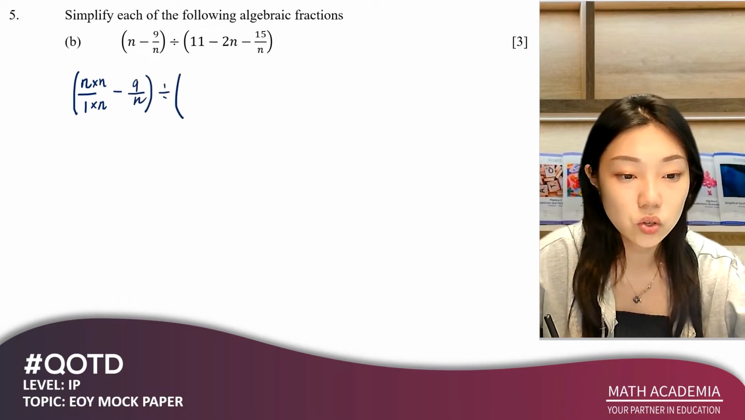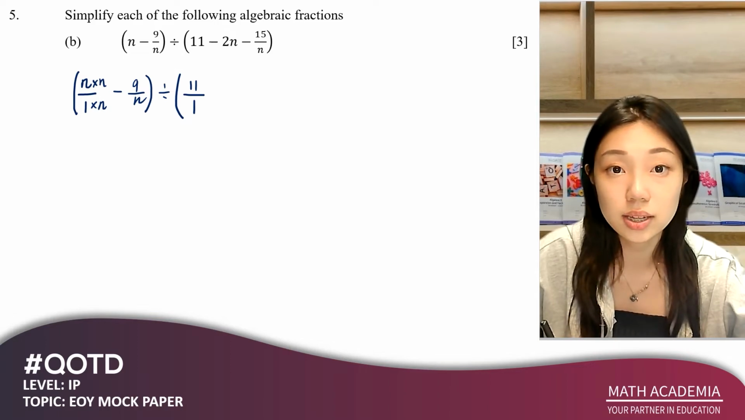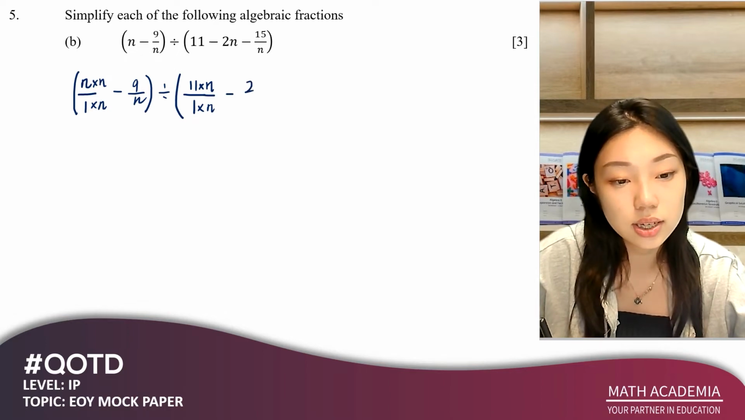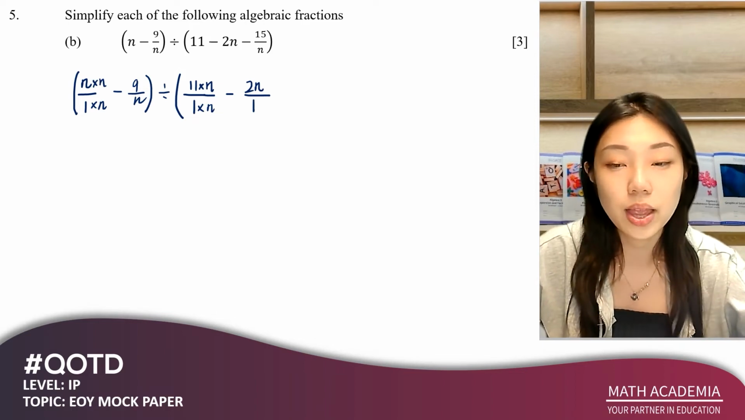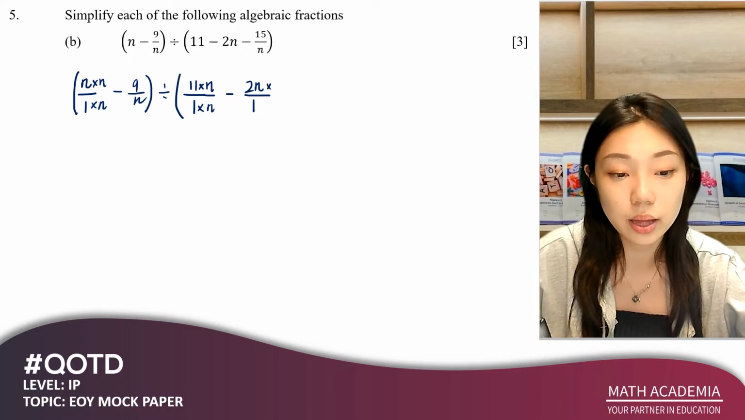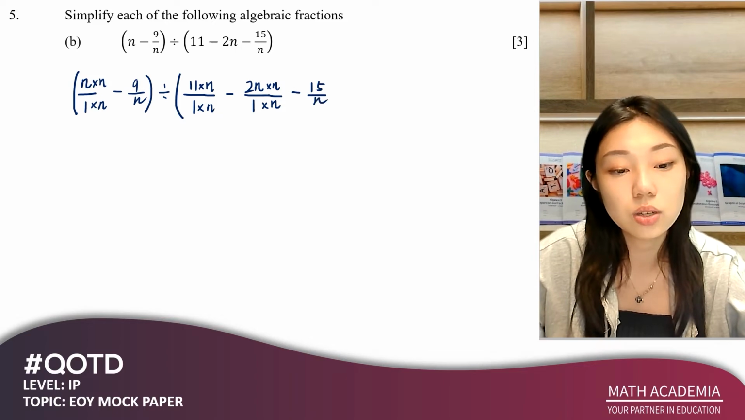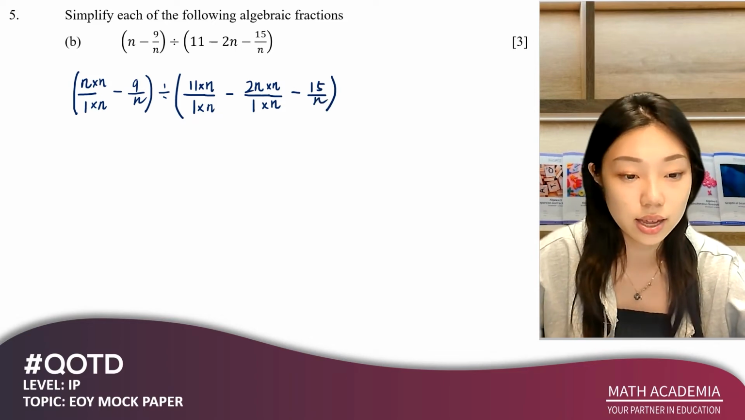The next one, so I have 11 over 1. When I want n in my denominator, I can multiply n in my numerator and denominator. So this is the same for 2n. So 2n also can be expressed as 2n over 1. When I want n in my denominator, I can multiply by n in my denominator and numerator. Okay, since 15 over n already has a denominator of n, I will leave it like that.